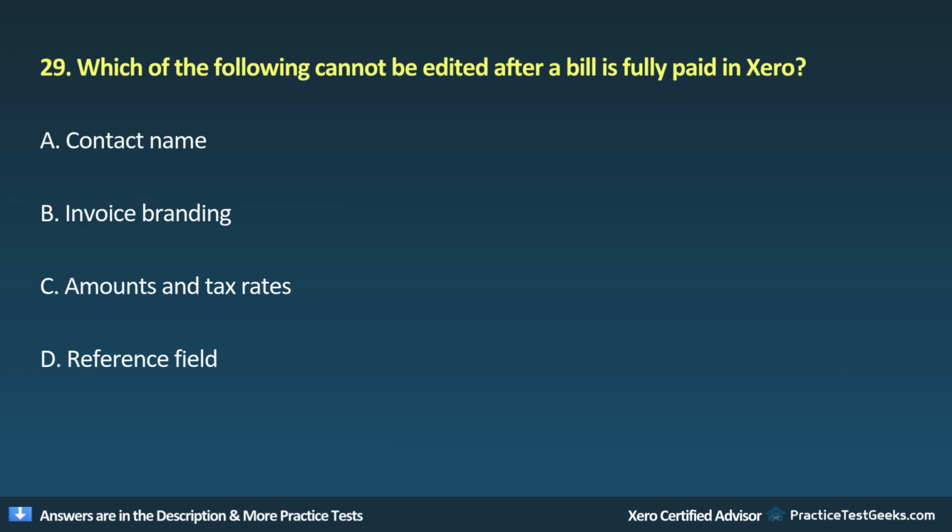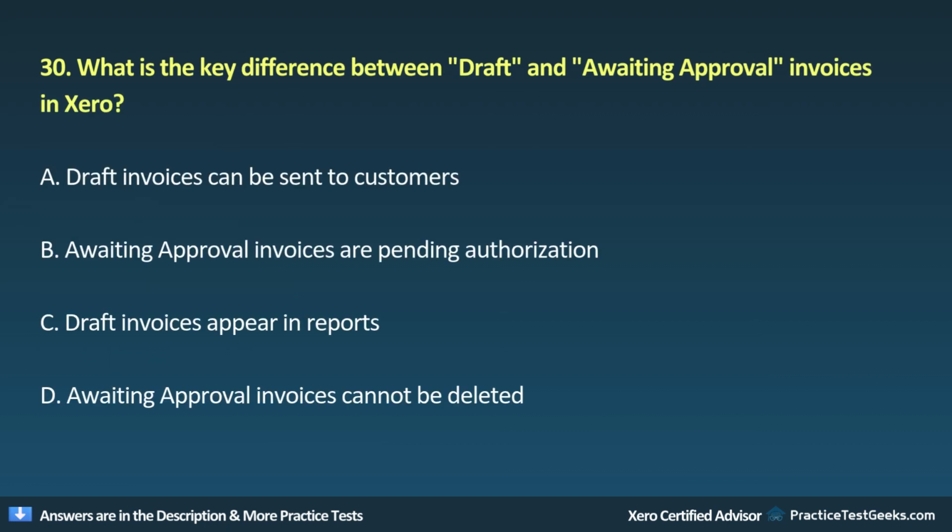A. Contact name. B. Invoice branding. C. Amounts and tax rates. D. Reference field. 30. What is the key difference between draft and awaiting approval invoices in Xero?